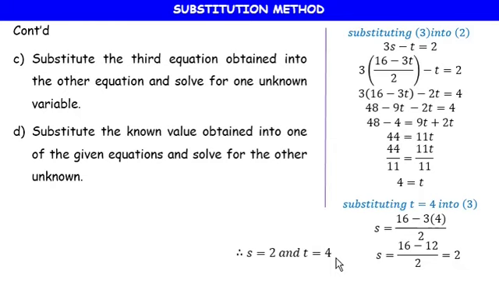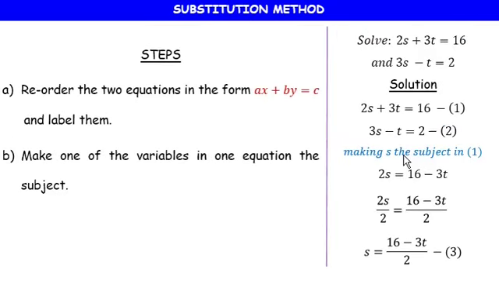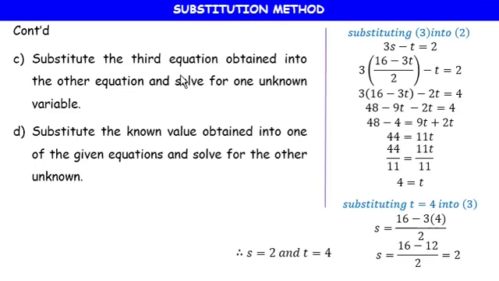So you make one variable the subject. Here we made s the subject. Afterwards, we substitute the third equation into the second equation, and then you find the value of one of the variables. Afterwards, you substitute it into any of the other equations to find the value of the other unknown variable. So that is as simple as that for the substitution method. I believe it's well understood. Okay, let's proceed.